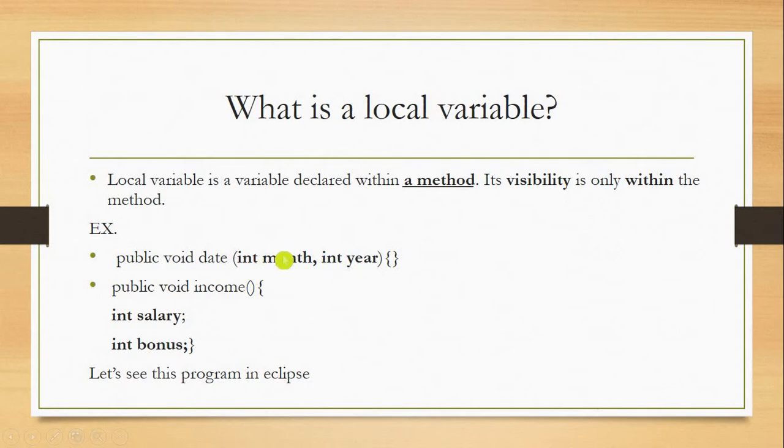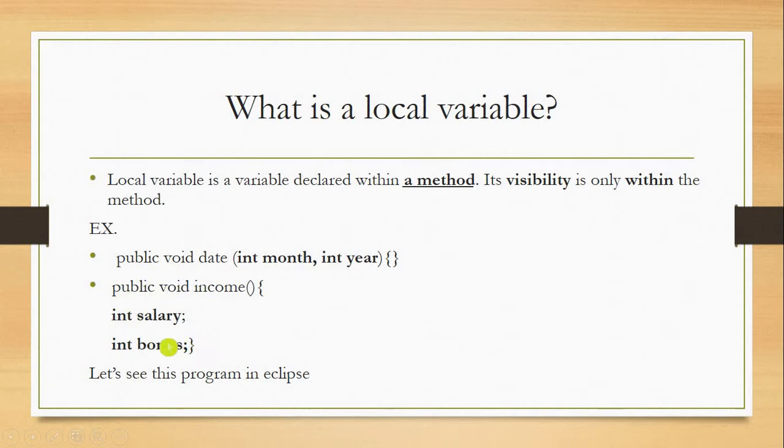So as you can see, month and year are declared inside the method, so they are called local variables. Let's see another example. Public void income. And within this method, we have two variables, salary and bonus. And these two variables are called local variables because they are declared within the method.